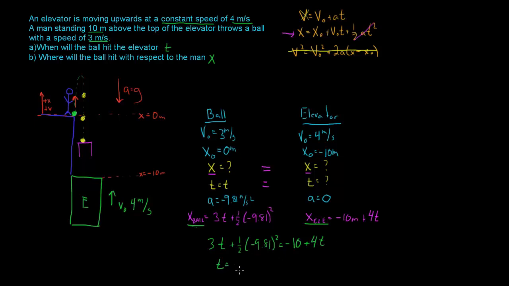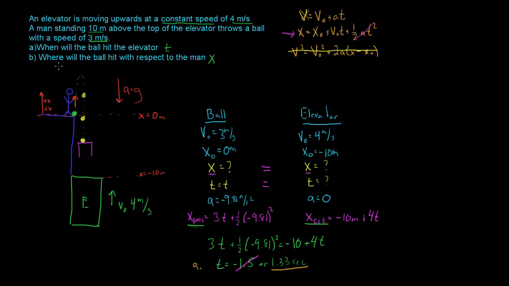We get two roots. We get t is equal to minus 1.5 or 1.33 seconds. For us, this minus 1.5 doesn't make any sense, so we'll throw it out. So we know that the ball and the elevator hit at 1.33 seconds after the ball is released into the air. And so this is our answer to part A.